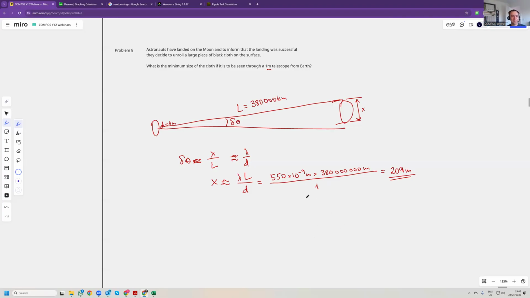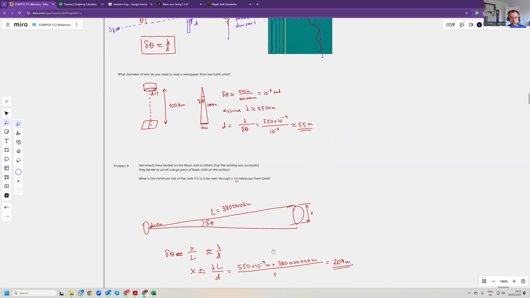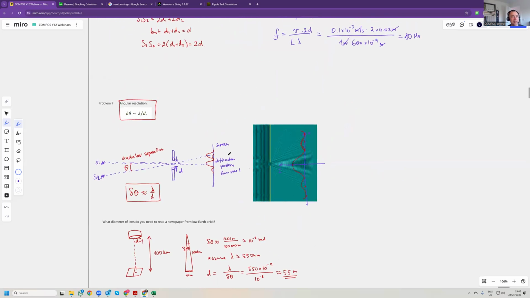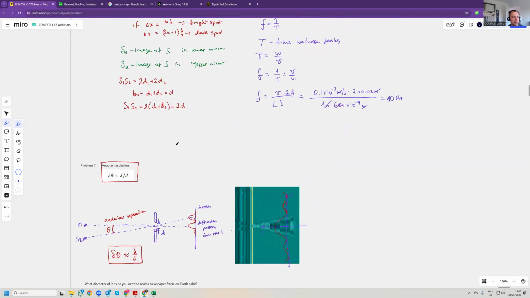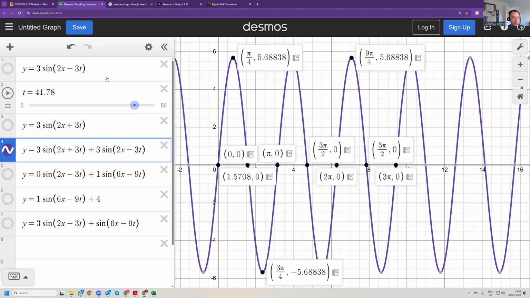Okay, I hope that was useful. I hope that makes sense. I do advise you to play around with this Desmos tool and just try to see what happens when you try to add waves.